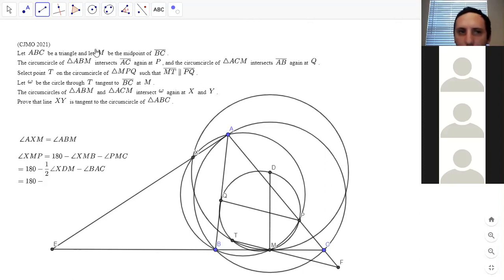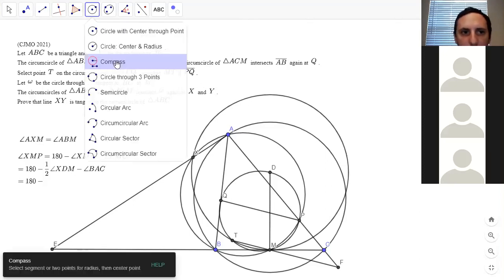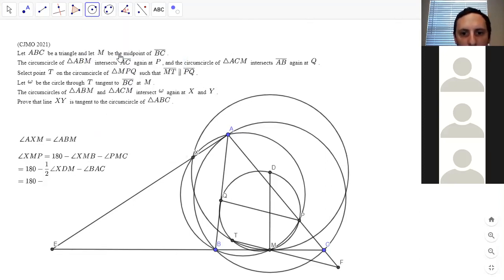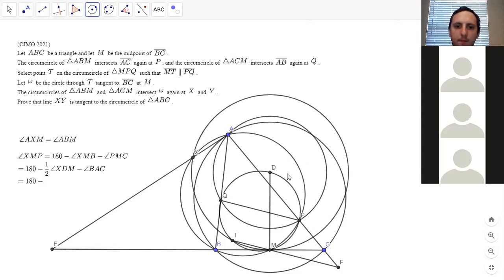Oh, really? Interesting. So D is the circumcenter of AQP. Ah, that's interesting. So we have concentric circles.